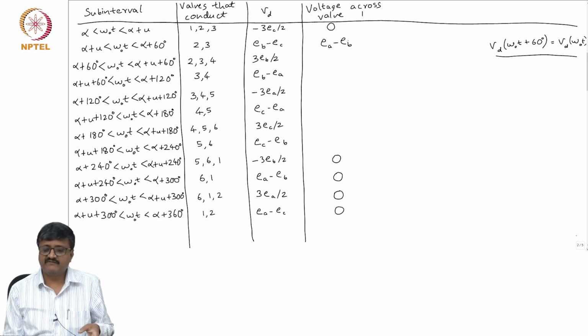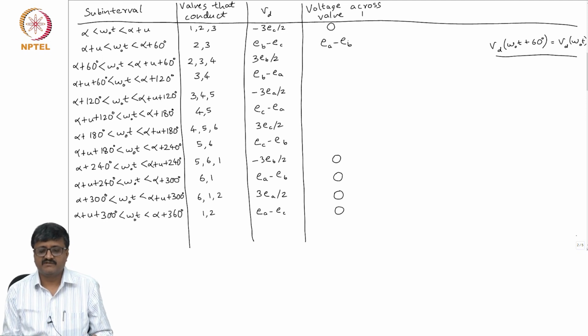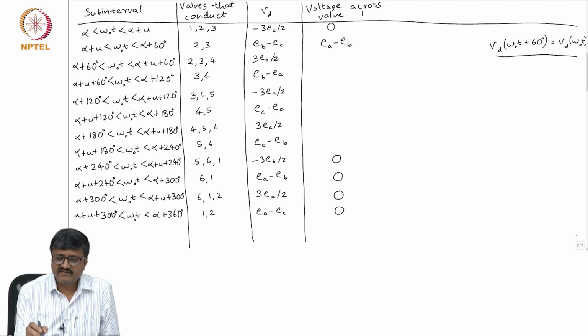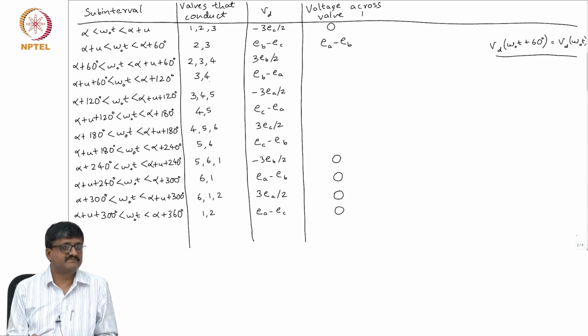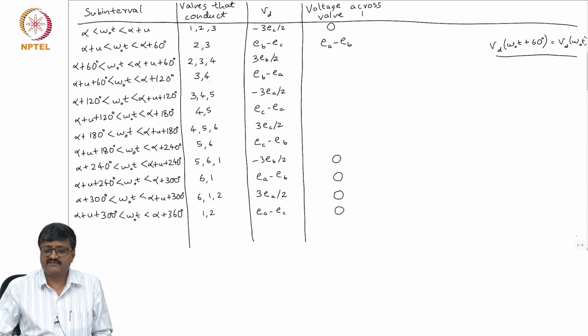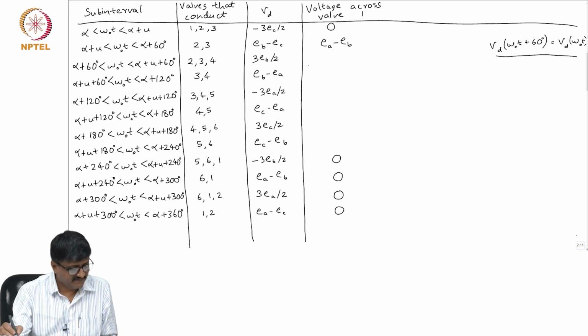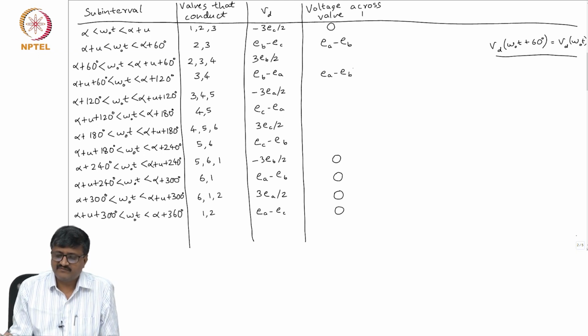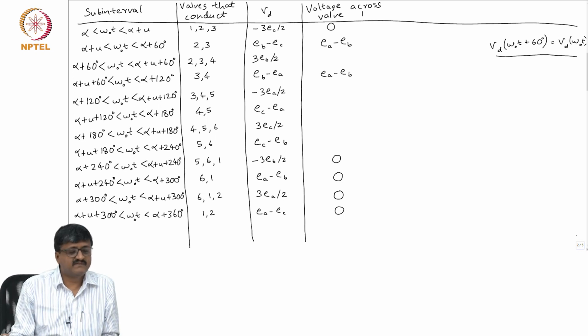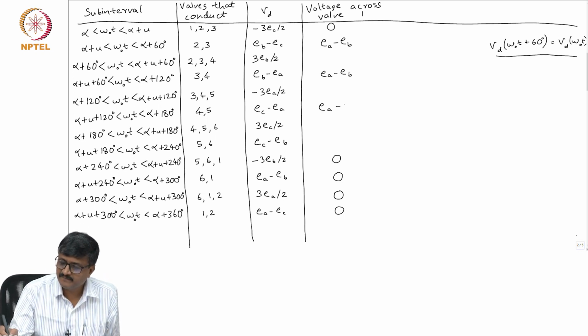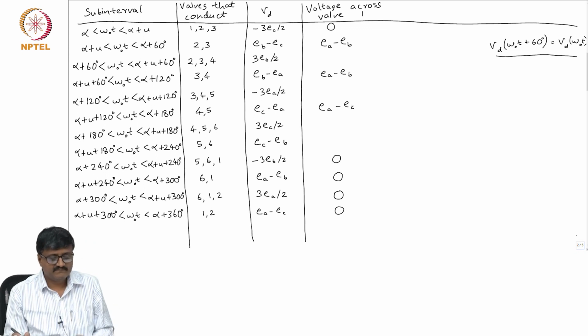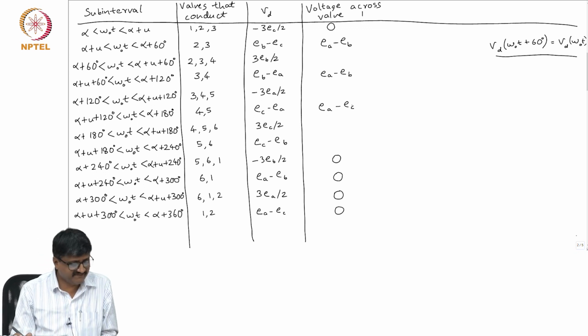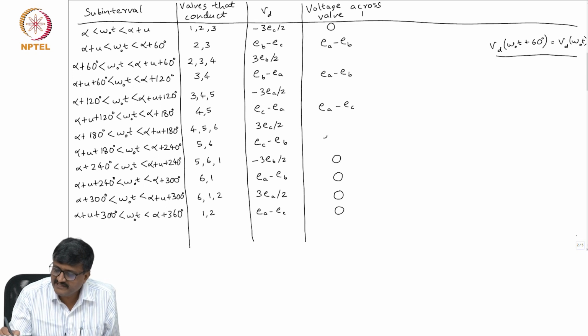So, let us again do the easier ones first. Let us take the subinterval in which two valves 3 and 4 are conducting. So, when the valves 3 and 4 are conducting, what is the voltage across valve 1? EA minus EB. Then valves 4 and 5 are conducting, EA minus EC. Then when valves 5 and 6 are conducting, EA minus EC.